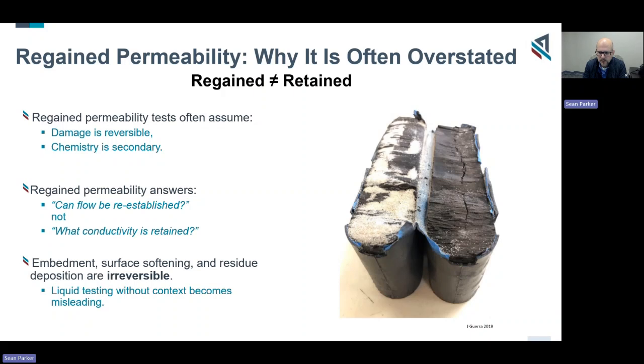There is a tremendous difference between those, because of these irreversible damages that are occurring, whether it's formation fines or surface softening. We are fracturing and displacing fluids into chemically reactive formations, much more so than we were in the conventional sandstones. That, and any residue that's being left behind, whether it's from guar or certainly polyacrylamide, you're going to be very hard pressed to displace that. So as I indicate here, liquid testing without context does become misleading.